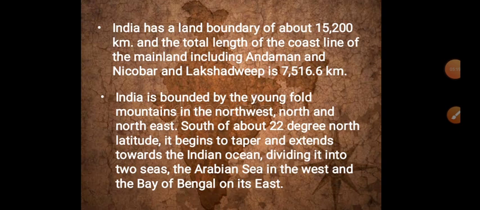India has a land boundary of about 15,200 kilometers, and the total length of the coastline of the mainland, including Andaman and Nicobar and Lakshadweep, is 7,516.6 kilometers. India is bounded by the Himalayas in the northwest, north, and northeast. South of about 22° north latitude, it begins to taper and extends towards the Indian Ocean, dividing it into two seas, the Arabian Sea in the west and the Bay of Bengal on its east.